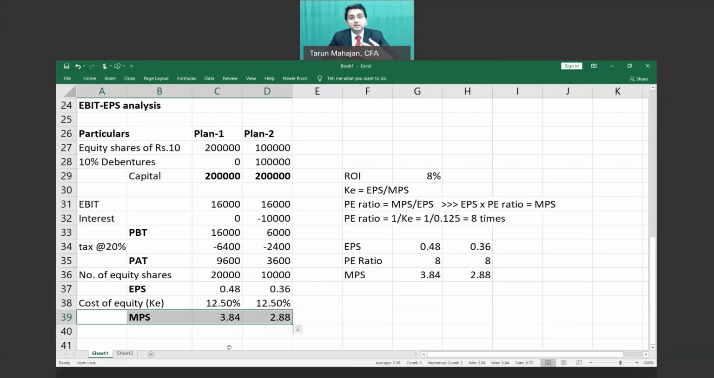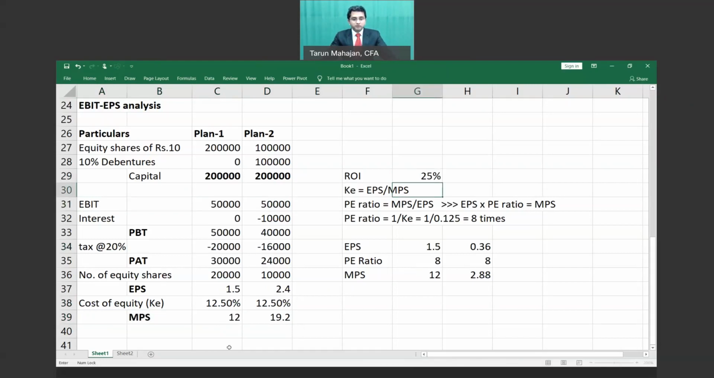So there must be some EBIT. At 50,000 EBIT, plan 2 was better. See, I'll again show it to you. At 50,000 EBIT, plan 2 is better. But at 16,000 EBIT, plan 1 is better. So what is the EBIT at which both the plans will give equal result? And actually that is named as indifference point. See, if EBIT is 20,000 rupees, both the plans have equal EPS, hence equal MPS also. And this level of EBIT is actually named as indifference point.